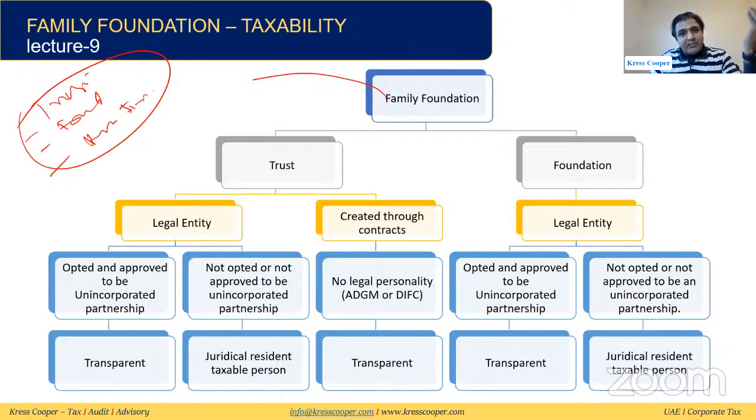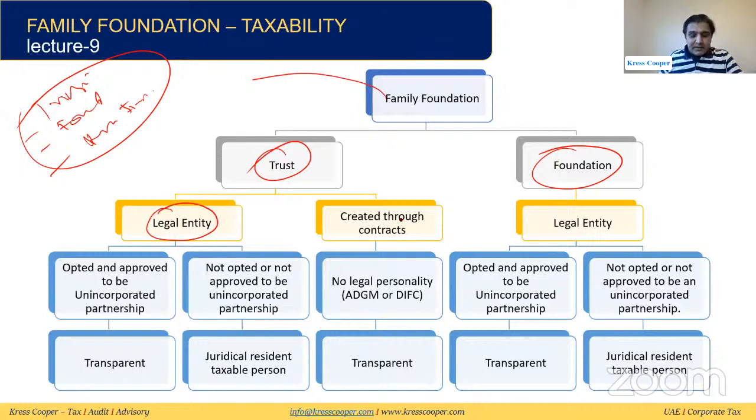If these five conditions are being fulfilled, then we can say any trust, any foundation or any similar entity will be defined as a family foundation. So a family foundation can include trust, and it can be foundation as well. For the trust, there are two possibilities. The trust has been created as a legal entity, or it has been created through a contract. If this is a legal entity, fine. The other possibility is it has been created through contracts, and there is no legal personality.